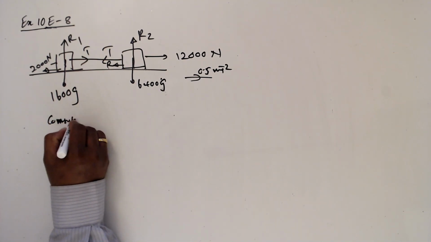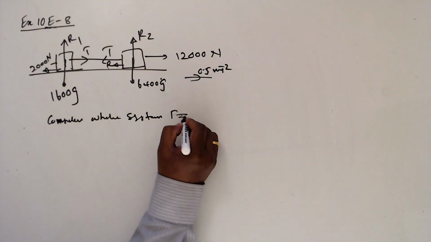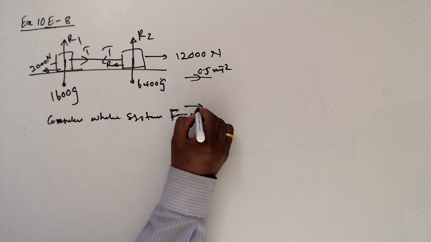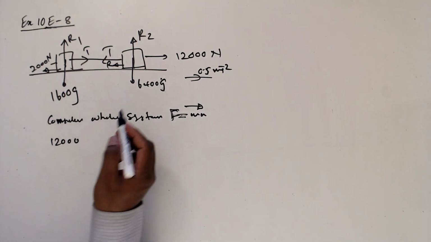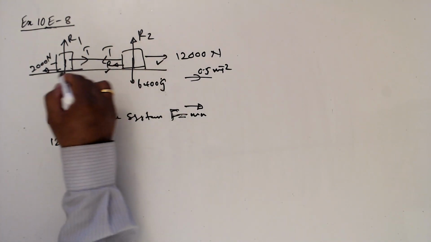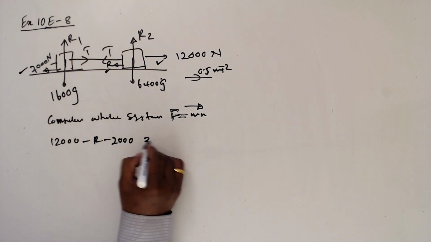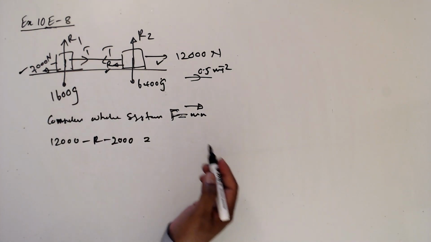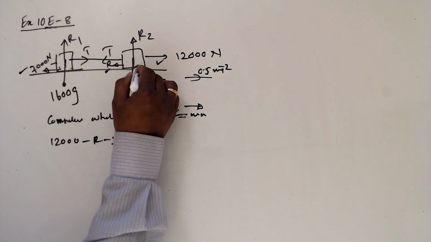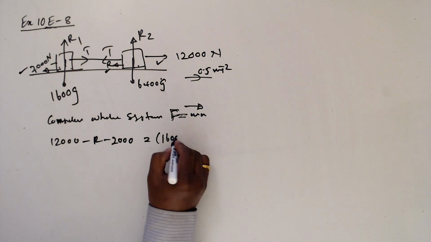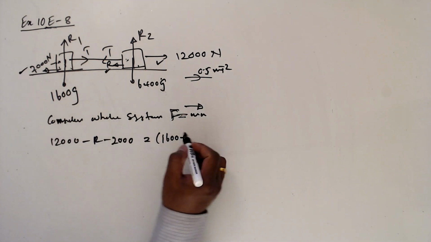Consider the whole system. F equals ma in this direction. What are the total forces? 12,000 in this direction, minus R and minus 2000. And what is the total mass? This is 1600 and this is 6400, so the total mass, not the weight, without g.